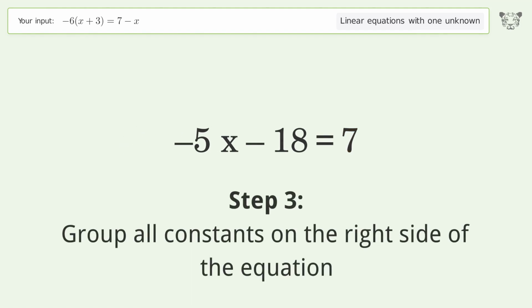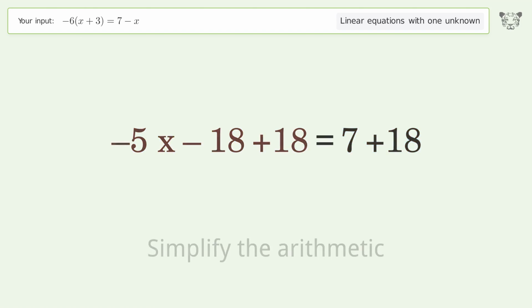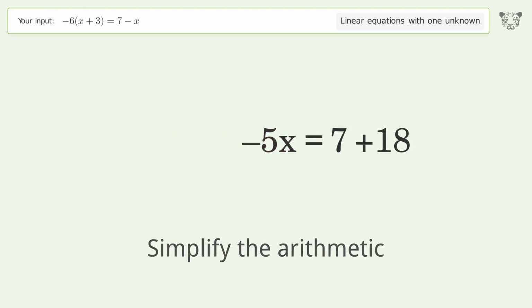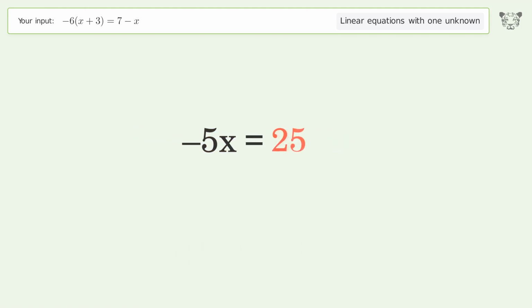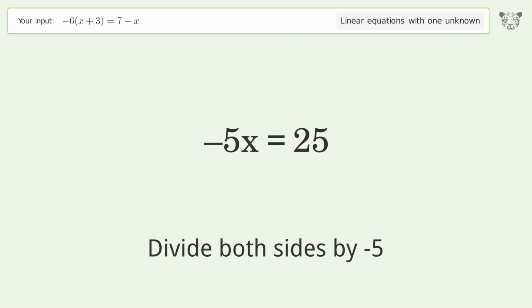Group all constants on the right side of the equation. Add 18 to both sides. Simplify the arithmetic. Isolate the x. Divide both sides by -5.